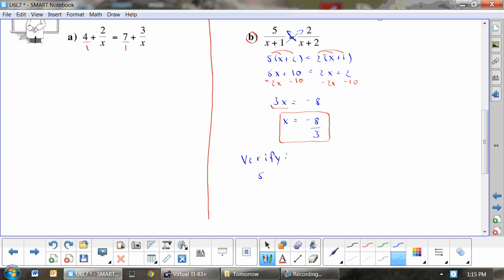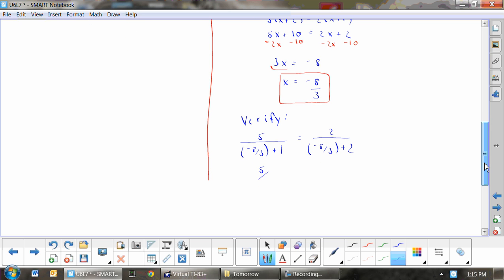Okay? So we go 5 times negative 8 over 3 plus 1 is equal to 2 times negative 8 over 3 plus 2. Okay? So that gives us 5. And this is all stuff you would do in your calculator, but I'll write it out a little bit longhand.